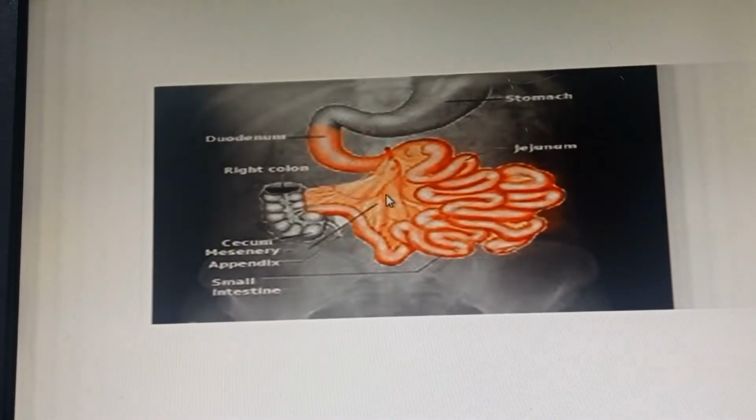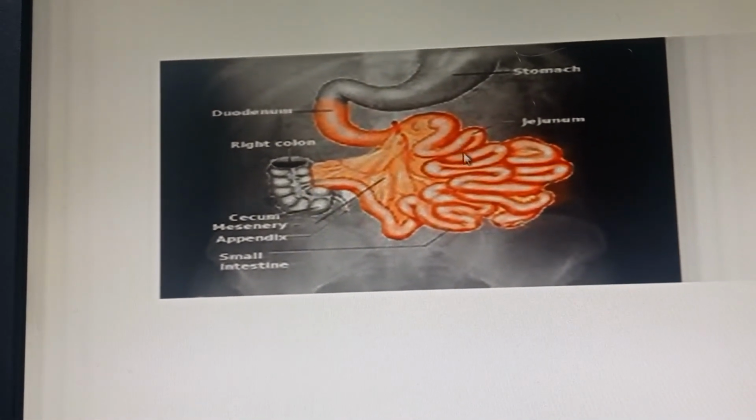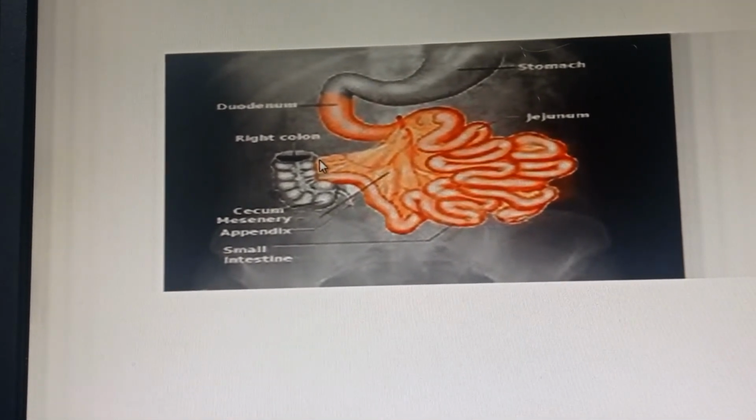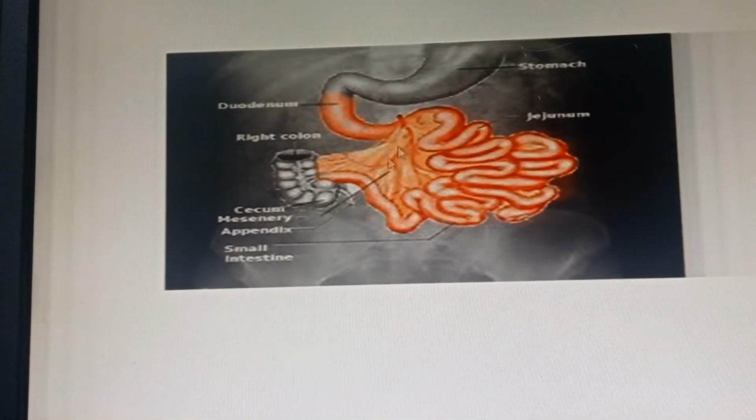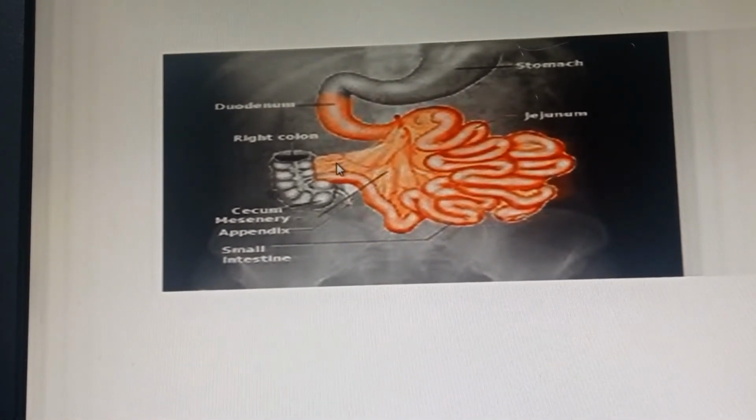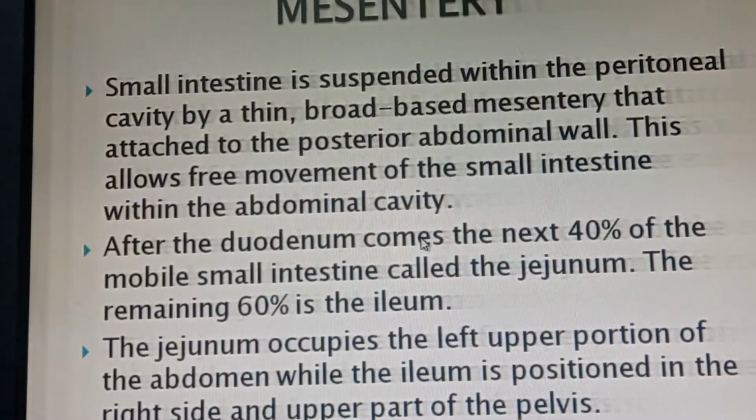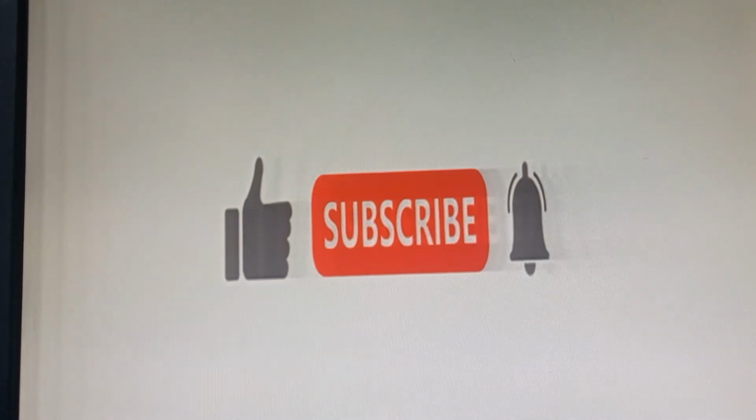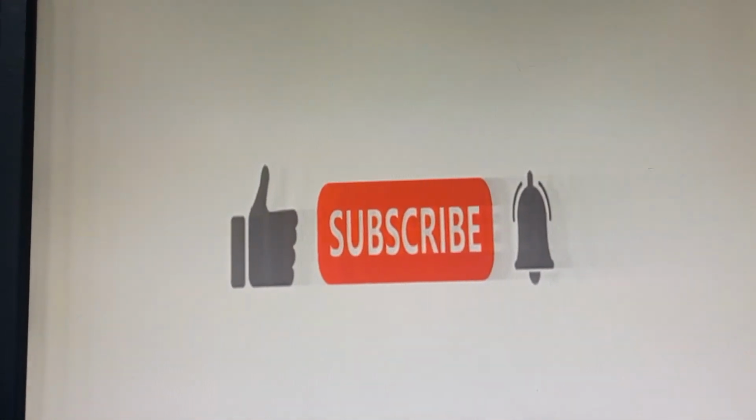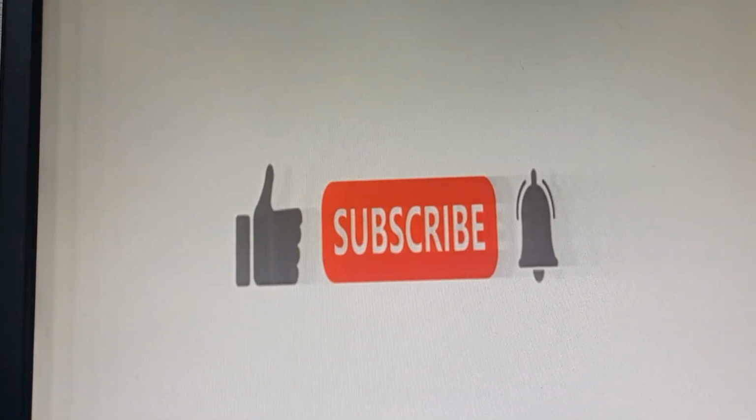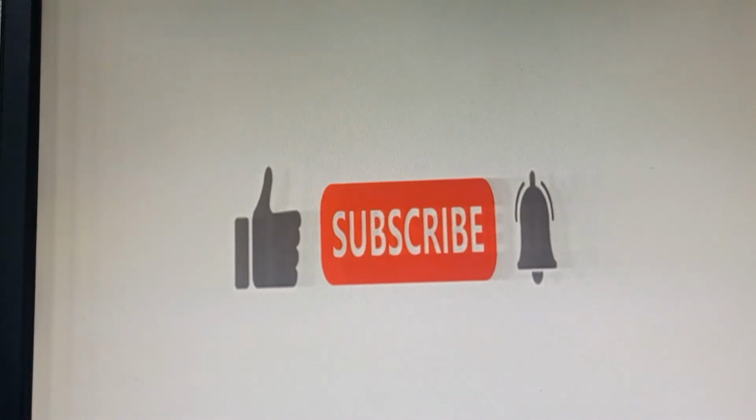This is mesentery. It connects small intestine to the posterior abdominal wall. It is present posterior to small intestine, and it connects the small intestine with the abdominal wall. We will study duodenum, jejunum, and ileum one by one in detail, and then functions of small intestine in our upcoming videos.